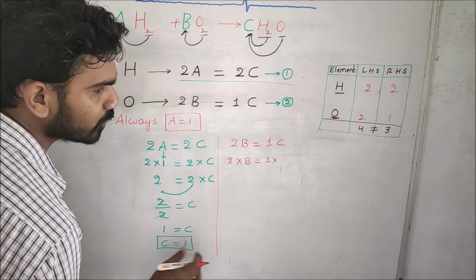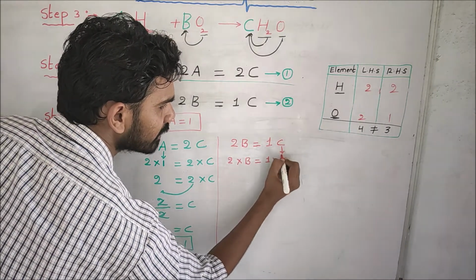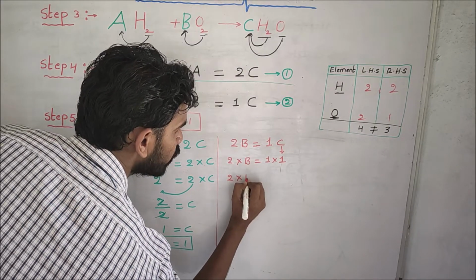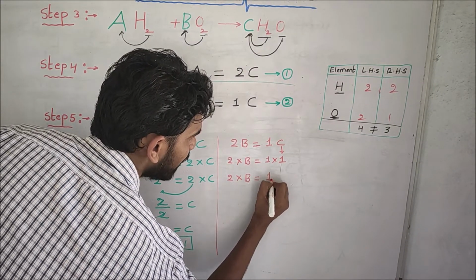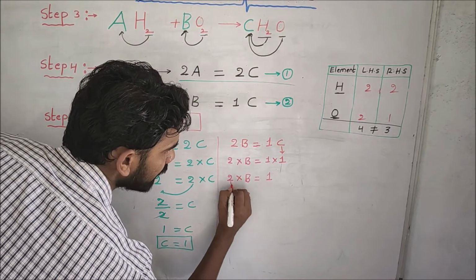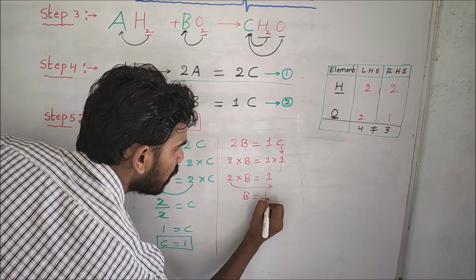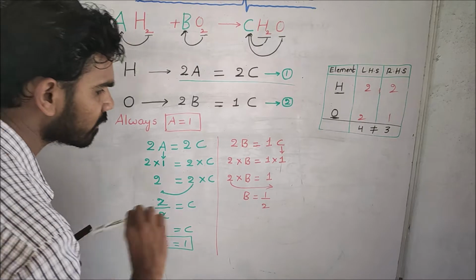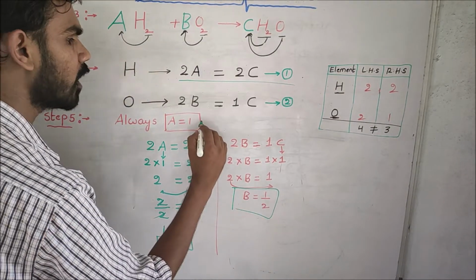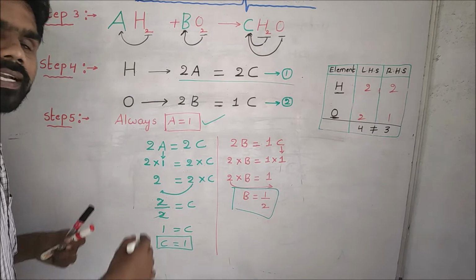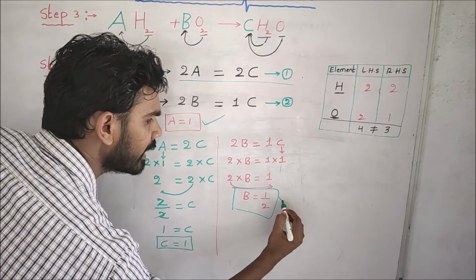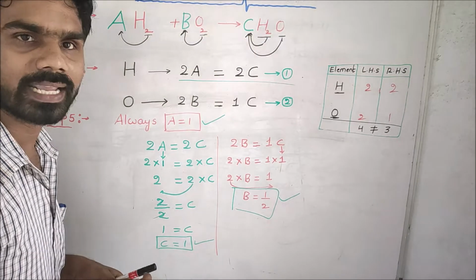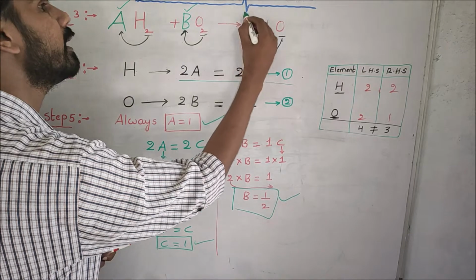I know the C value. What is the C value? 1. The C value is 1. Now here 2 into B equals 1. Now take this 2 to that side. B equals how much? Half. Very good. I got the A answer, every time it is 1. I got the B answer. I got the C answer. Whatever family letters I have taken, I found A, B, C.